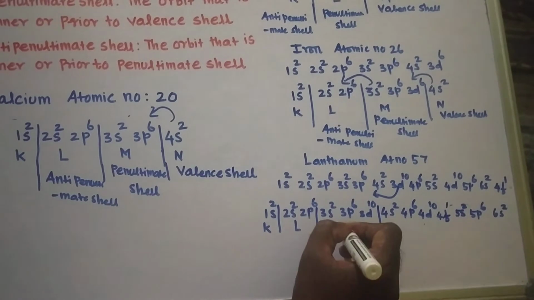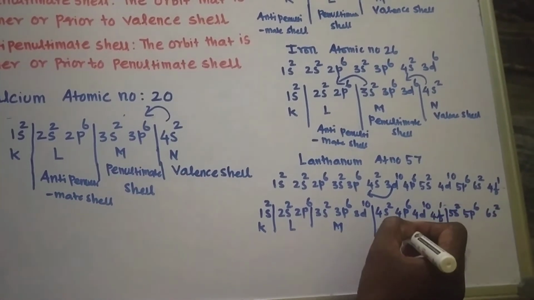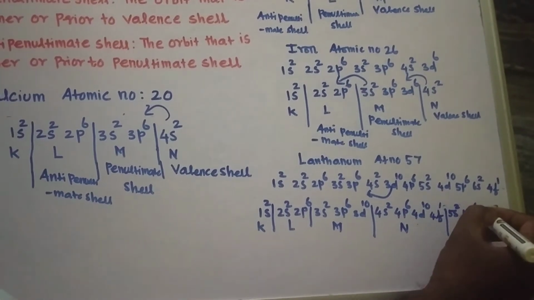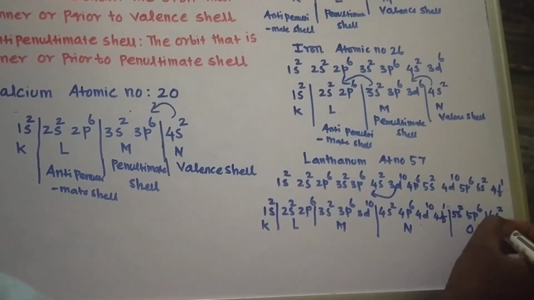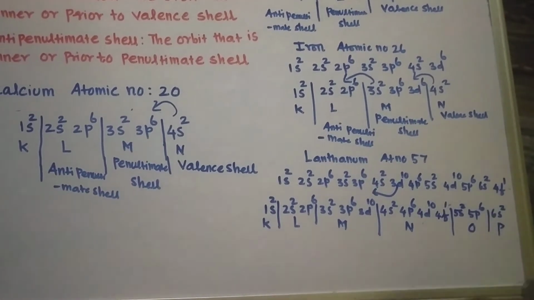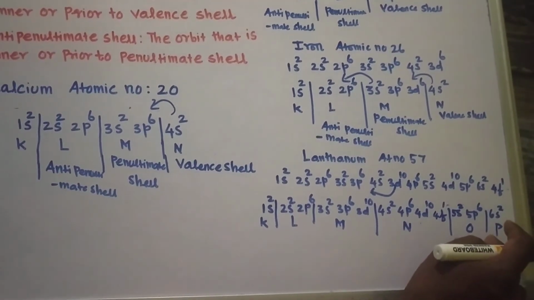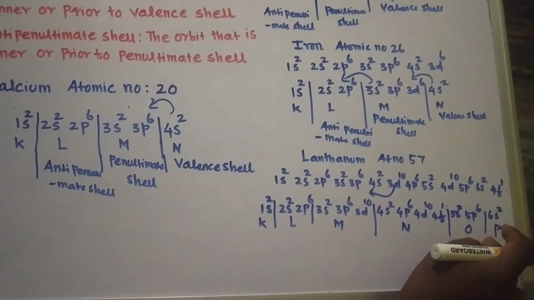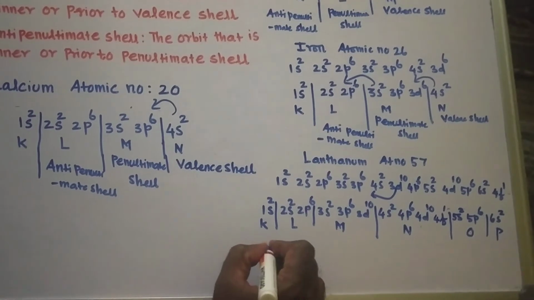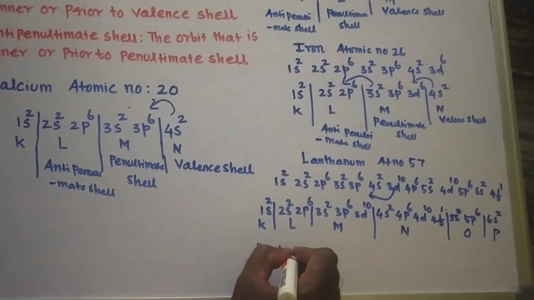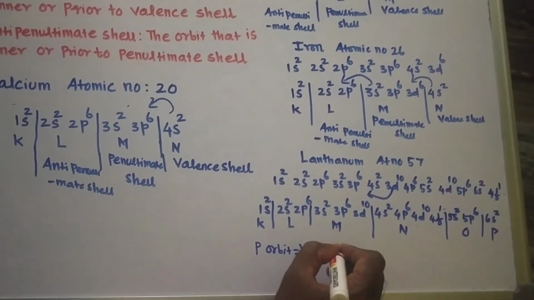So 1 belongs to the K orbit, 2 belongs to the L orbit, 3 belongs to the M orbit, 4 belongs to the N orbit, 5 belongs to the O orbit and 6 belongs to the P orbit. 6s2 belongs to the P orbit. So the orbit that is present at the last, in which electrons are available around the nucleus, that is the P orbit, is the valence shell.